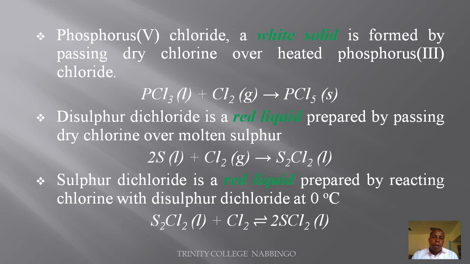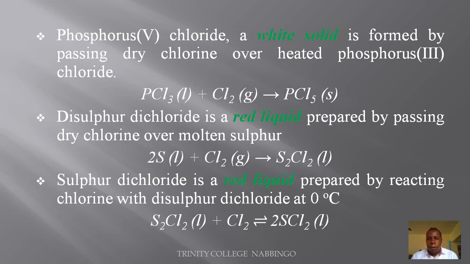Phosphorus pentachloride is a white solid. It is formed, like I've already said, by the reaction between phosphorus trichloride and chlorine. Then disulfur dichloride is a red liquid which is obtained by reacting sulfur and chlorine. However, one of the conditions is that the sulfur is molten, and that's when it is able to react with this chlorine to give us the disulfur dichloride.